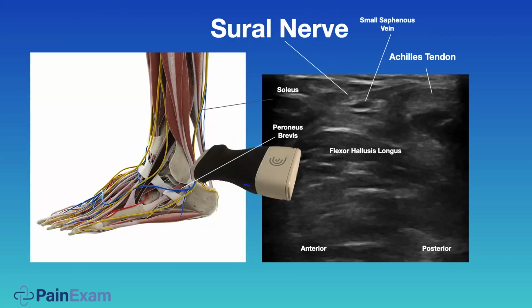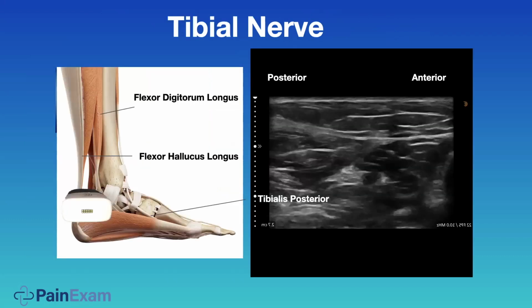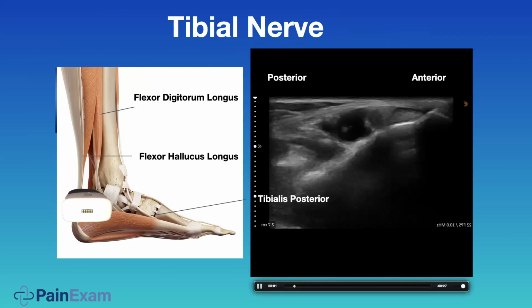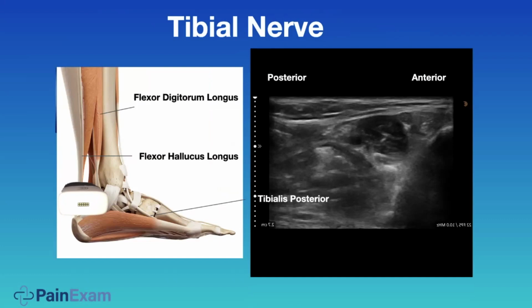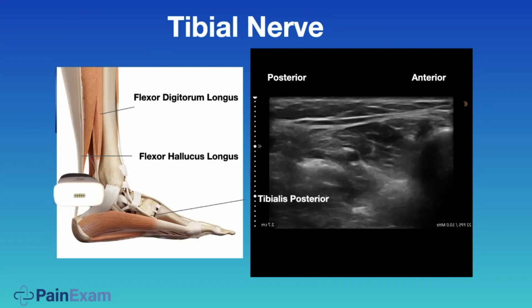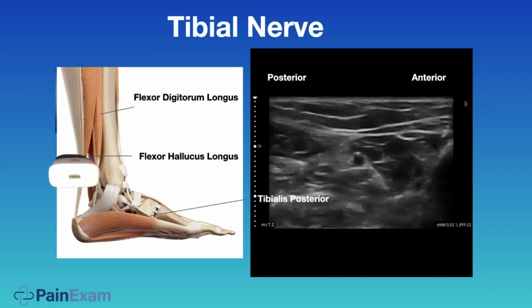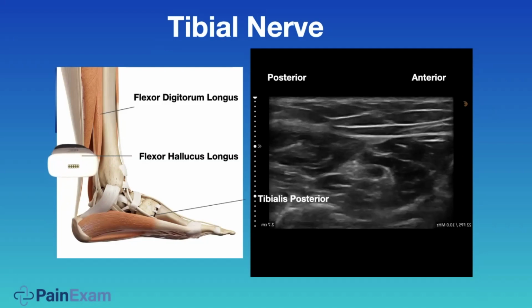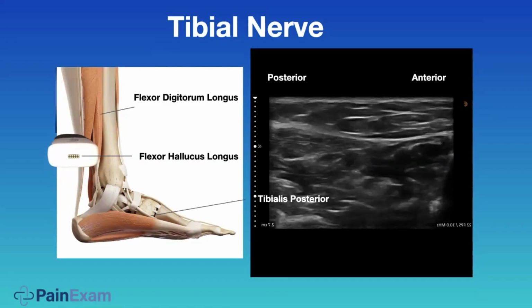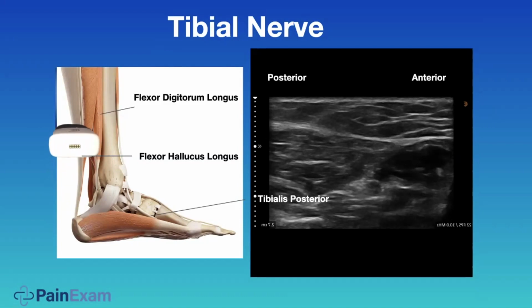Here's another image of the sural nerve. You have the soleus muscle, Achilles tendon. Okay, you're coming with the probe from a lateral view. The tibial nerve, very useful block. Anterior, posterior, here's a tibial nerve. So you have the probe going upwards from the tarsal tunnel to trace the nerve which runs next to the artery, right here. The posterior. You have the muscles surrounding the nerve and the artery here.